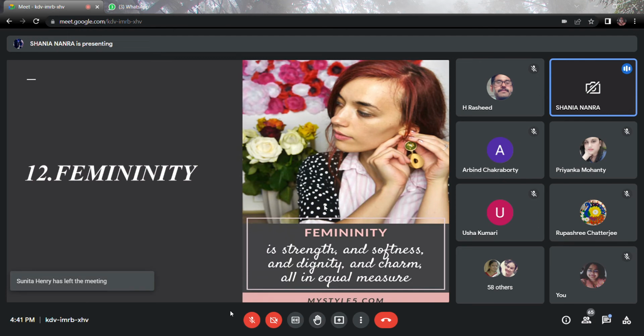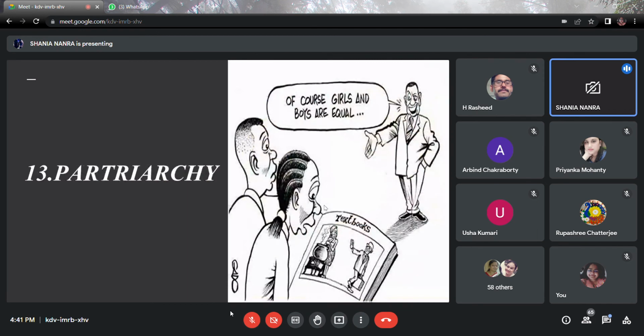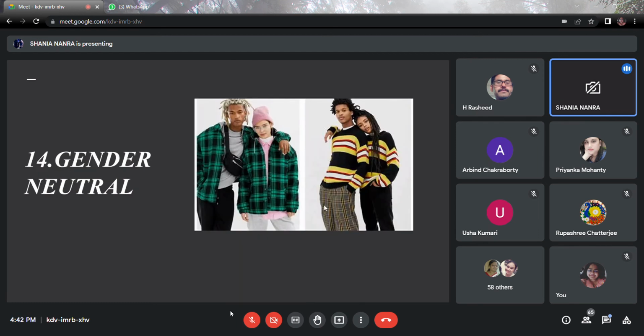They cannot move out of the periphery of the thought process they have been served. So when we talk about the next point, it is the patriarchy, an ideology, or you can say a social system that propagates male supremacy and superiority of men over women as natural and God-given. You can see the image says, of course, girls and boys are equal, but the picture in the textbook says otherwise.